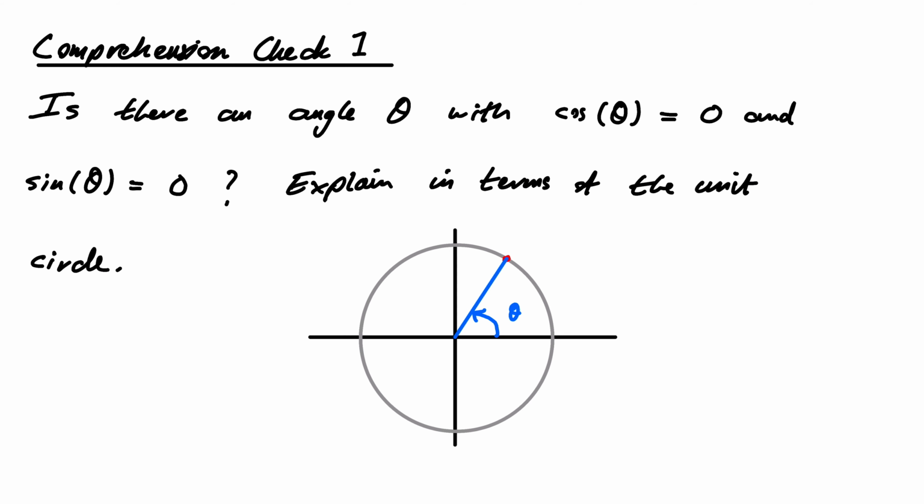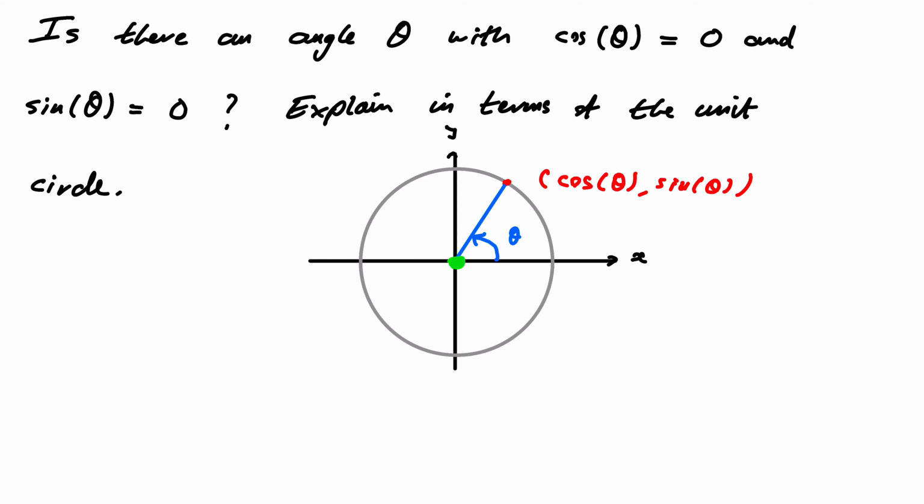Is it possible to have 0, 0? So before I say anything, what is the point here? This position is cos of theta, comma sine of theta. That's the definition, right? The cos is the x-coordinate, the sine is the y-coordinate. So is it possible to have 0, 0? Well, definitely not, because 0, 0 is the origin, and that is not on the unit circle, right? This position here is 0, 0.